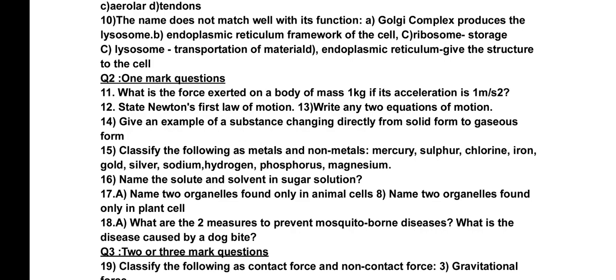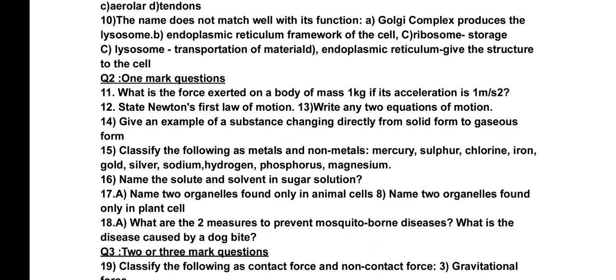The different organelles of the cell are given and there are some options which are not matching with the function. Let us check one by one. Golgi complex, which produces the lysosome. This is correct. Endoplasmic reticulum acts as a framework of the cell. This is also correct. Ribosome, which acts as a storage, is wrong. Ribosome acts as a protein synthesis factory. So C is incorrect. C has to be selected, which is not matching with the function.